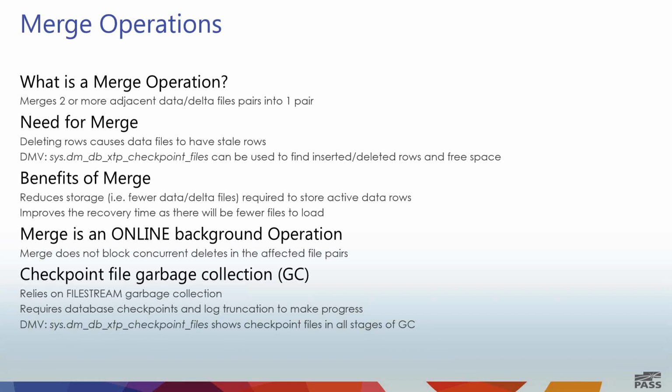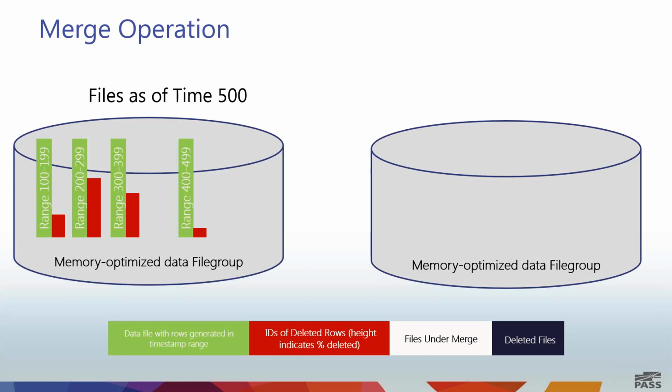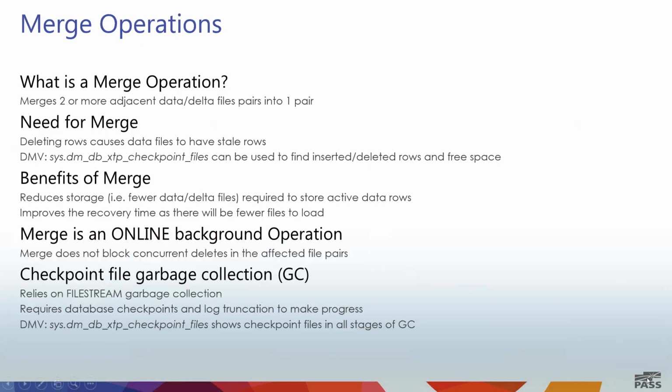Oh, and one thing to point out, as I will not be able to do a demo, is that we do have this DMV, sys.dm_db_xtp_checkpoint_files. This shows all the checkpoint files in all stages of garbage collection. And if you look at the demo scripts that you will see later on, there are a number of queries which will give you relevant information based on this DMV.